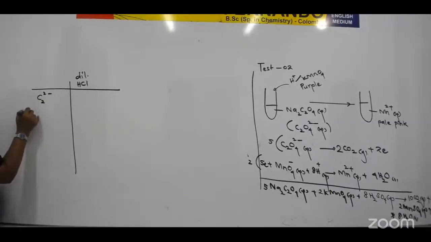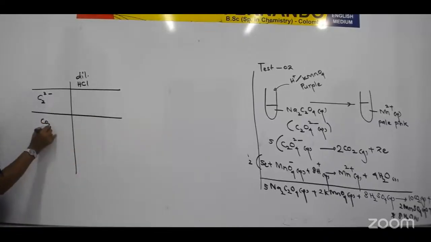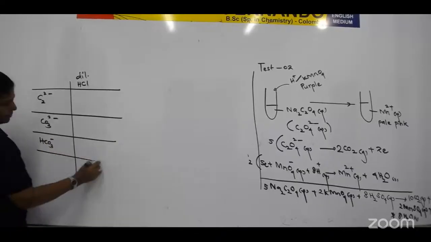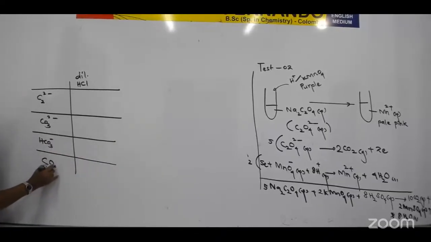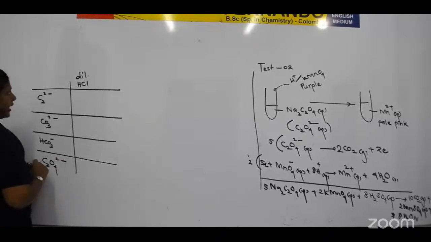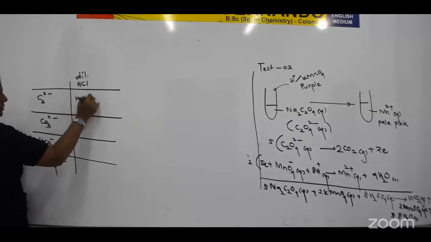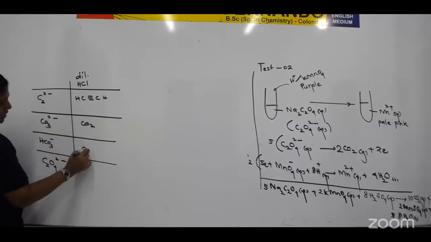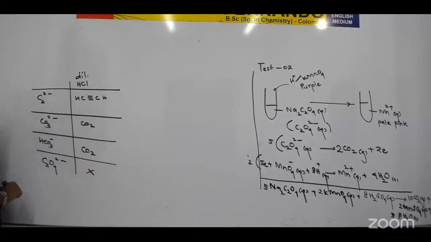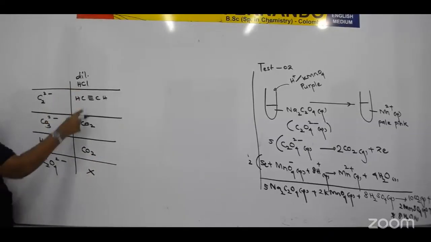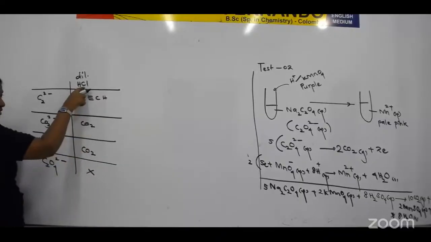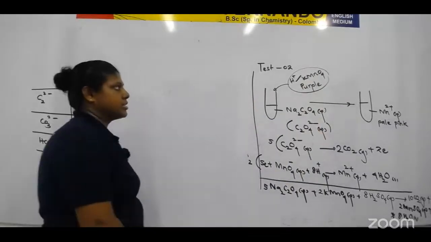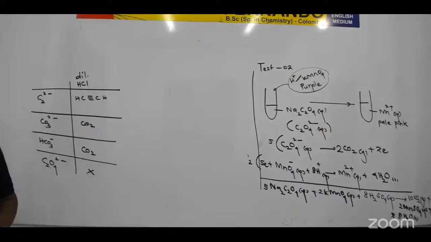For carbides, carbonates, bicarbonates, and oxalate. With dilute acids, they release a colorless, odorless gas. Here CO2, here CO2, and oxalate gives no reaction. Oxalate does not give any colorless, odorless gas with dilute acid. Definitely it requires an oxidizing agent. Please note that down also.